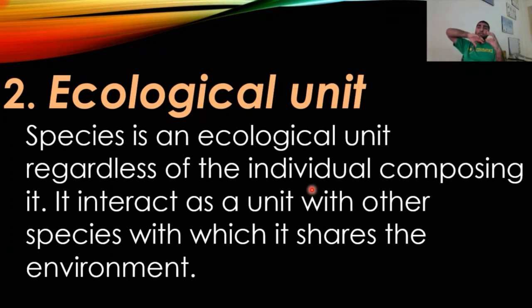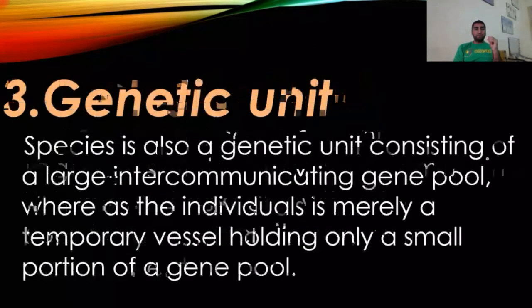For example, if there is a community with a group of the species Passer domesticus, the sparrow, these sparrows also share this community with grasses, with plants, with nematodes, with insects, with other birds. So they share this environment with others, and they are also living with each other. They interact with each other. So it's an ecological unit.